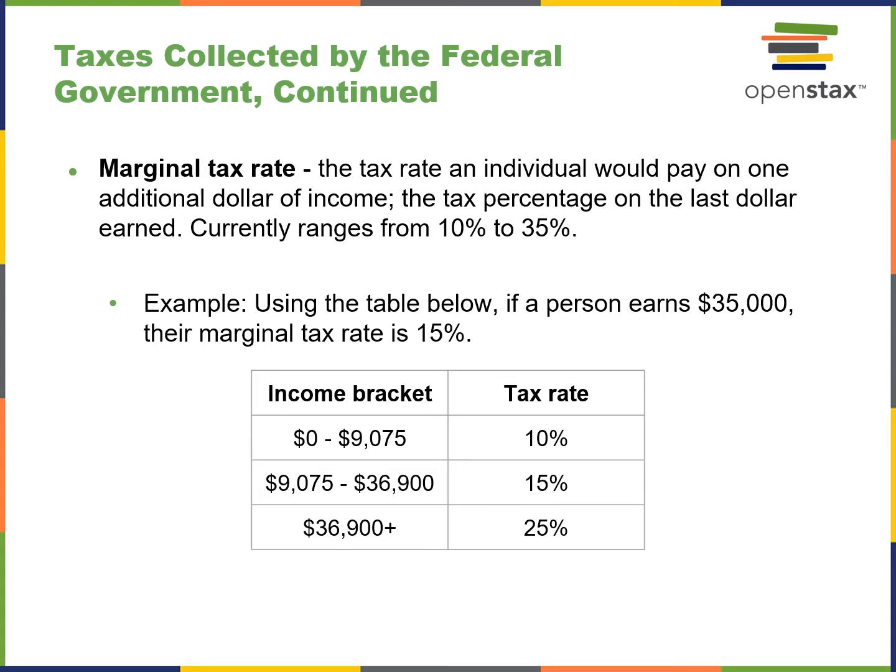If a person, in this particular instance, earns 35,000, their tax rate is 15%. You have these income tax bands here, and so it's not 15% on the whole paycheck, but on the bands of income. The first 9,075 would be taxed at 10%, whereas anything in between these two numbers here will be taxed at 15%. Anything after that would be taxed at 25%.